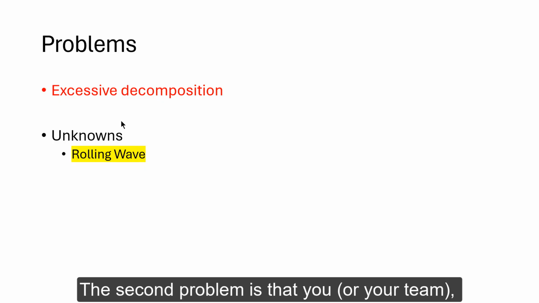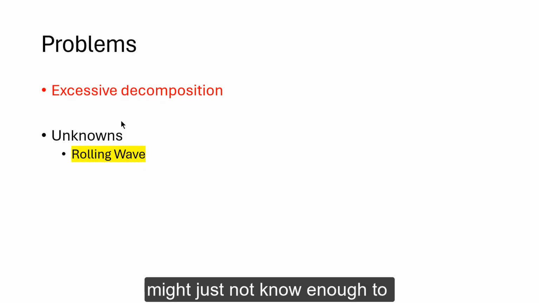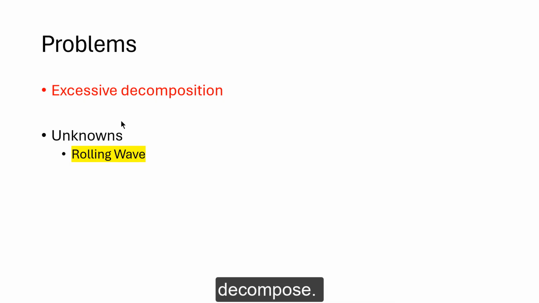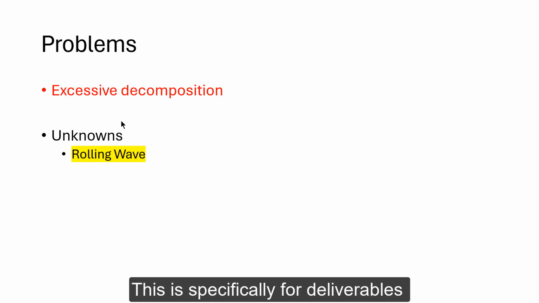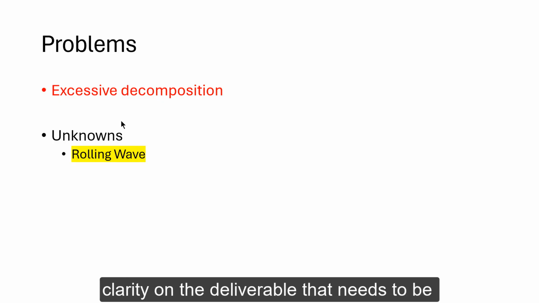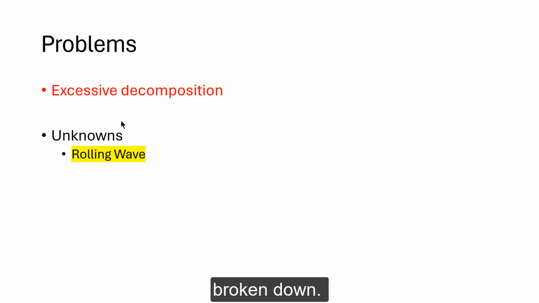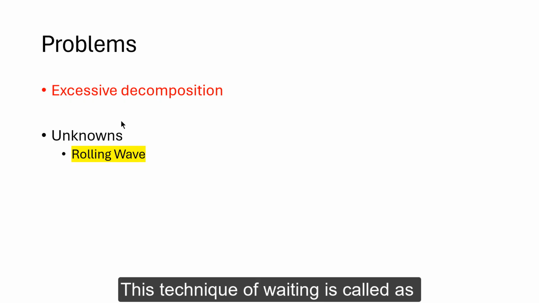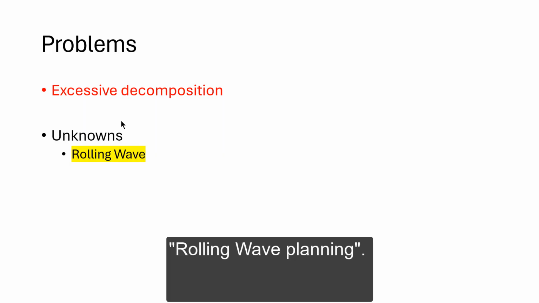The second problem is that you or your team might just not know enough to decompose. The deliverables might not have clarity. This is specifically for deliverables that are far away in the future. This is true in agile projects. In such a situation, we defer the decomposition until we get better clarity on the deliverables that need to be broken down. Simple logic. And this technique of waiting until we understand better is called rolling wave planning. It is pretty important for your exam. You don't plan until the deliverable that is required has enough clarity.